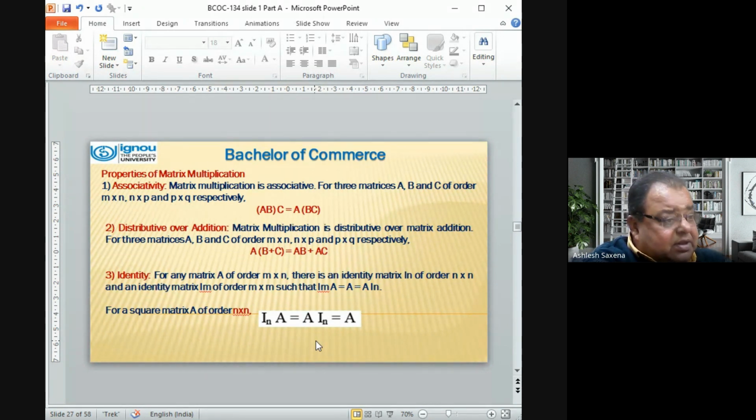I1 means 1 by 1, that is 1. I2 means a matrix of 2 by 2 where the diagonals will be 1. I3 means a matrix of order 3 by 3, where there will be 3 rows and 3 columns.